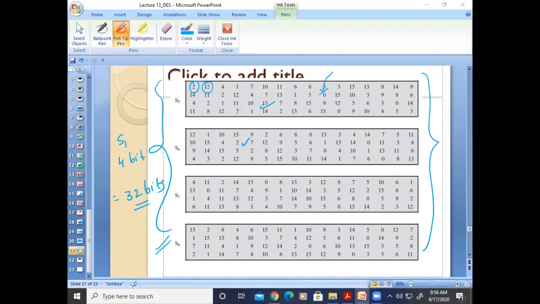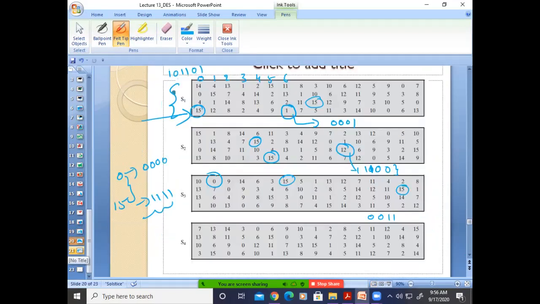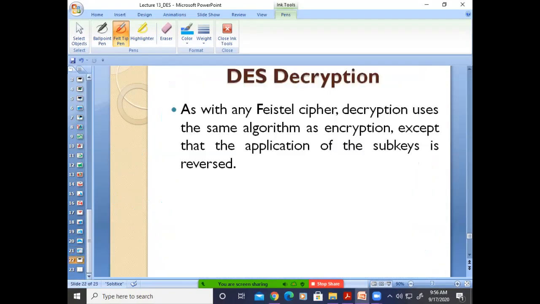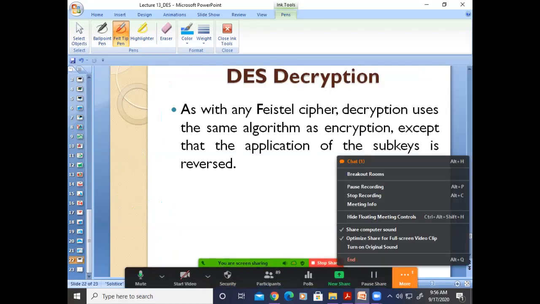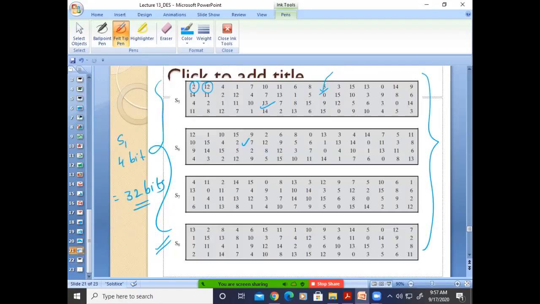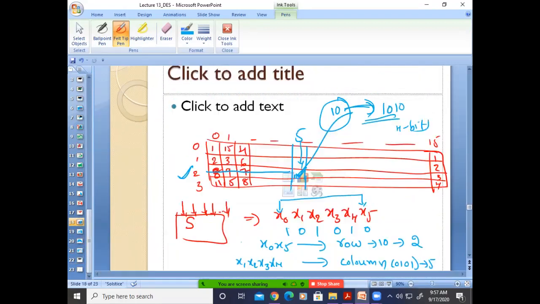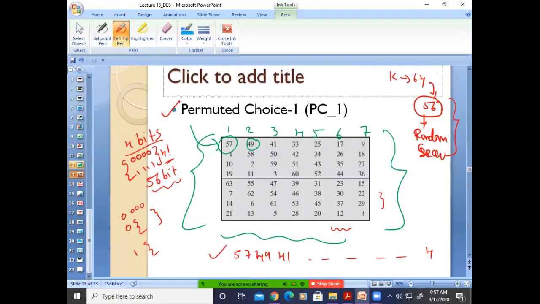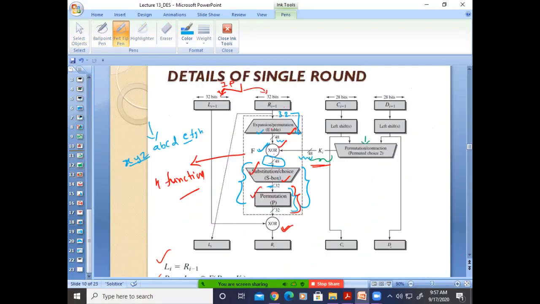Yes, clear to all of you? All the functionalities, permutations. I hope all the points are clear. So that is the encryption. And see the block diagram. If you are having any question, you can ask.